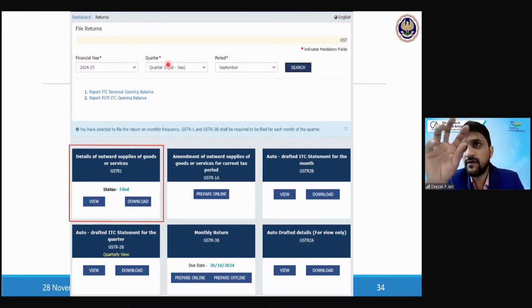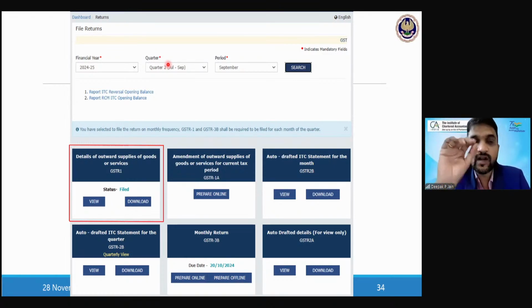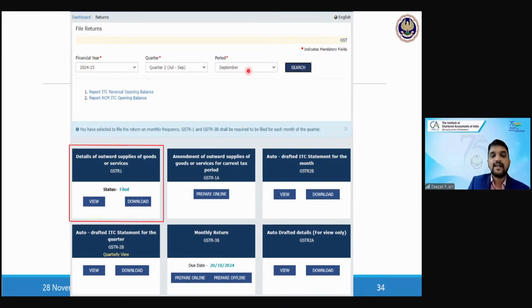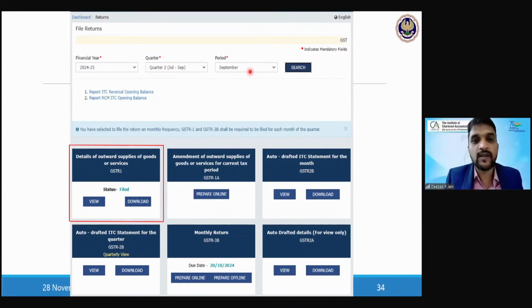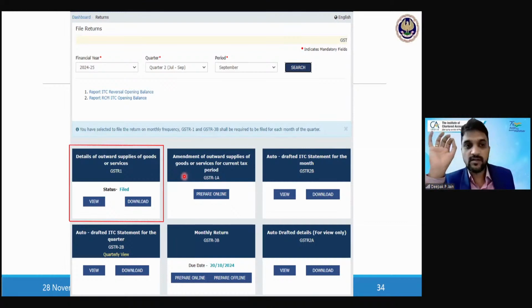Once we log into the portal, there are various options. One of the options, it starts with a dashboard. Dashboard is the first place where all your other submenus are opened up. One of the submenus is returns. So you go to the returns, select the financial year, select the quarter, and select the period, that is, select the exact month in the year which you want to file the return for. Once you click the respective month, a detailed submenu appears, which first is GSTR1.